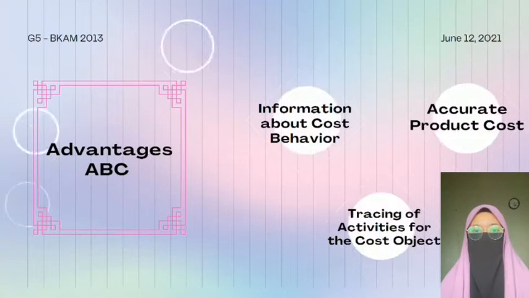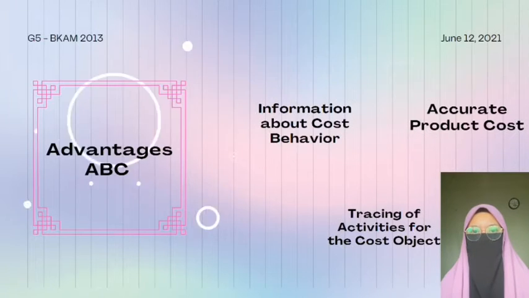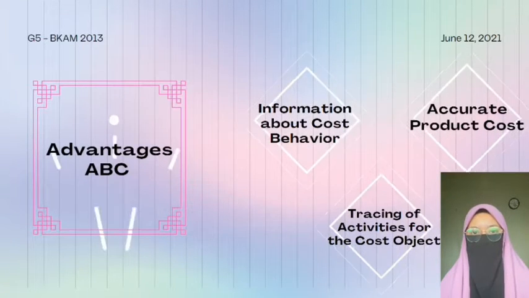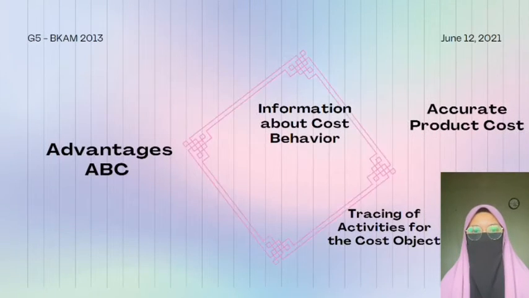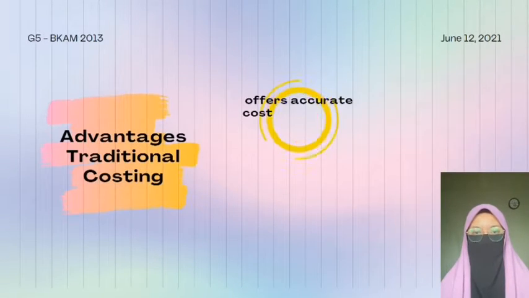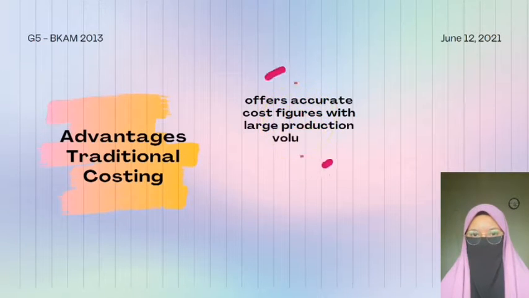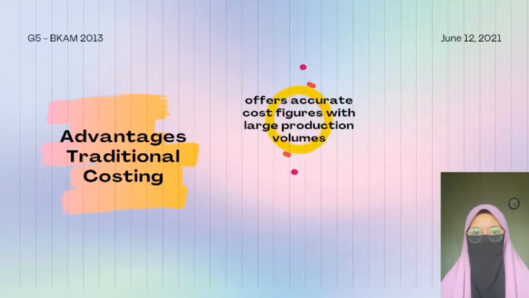Okay, the third one is tracing of activity for the cost object. ABC has made cost drivers, many of which are focused on transactions rather than product quantities. In addition, ABC deals with all operations inside and outside the operation to track the overhead of the goods.